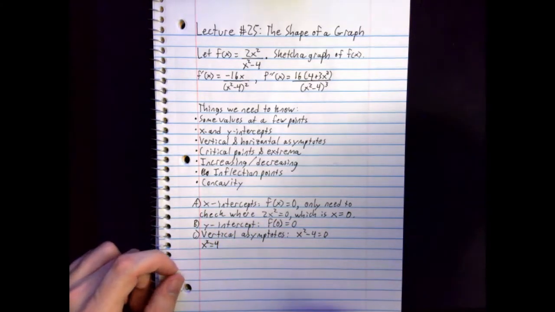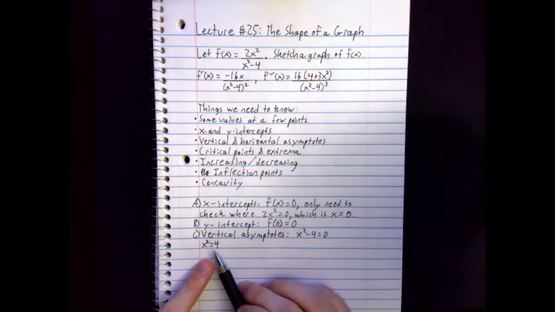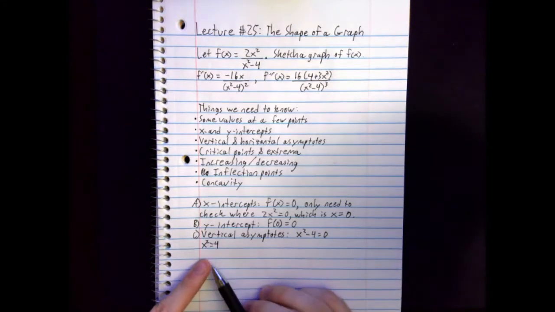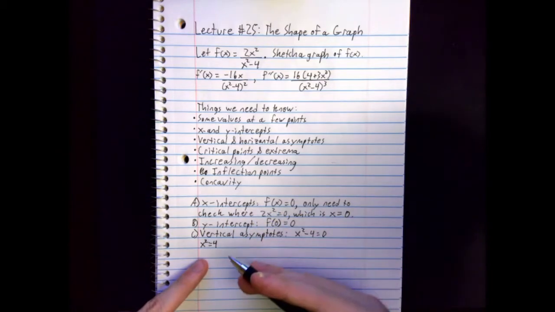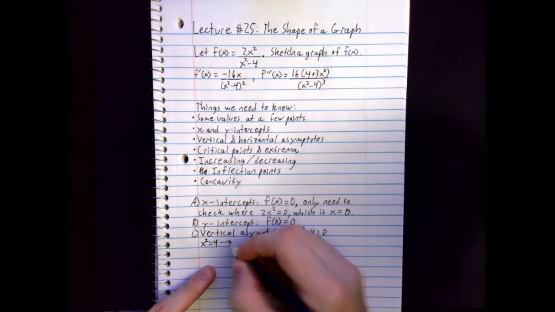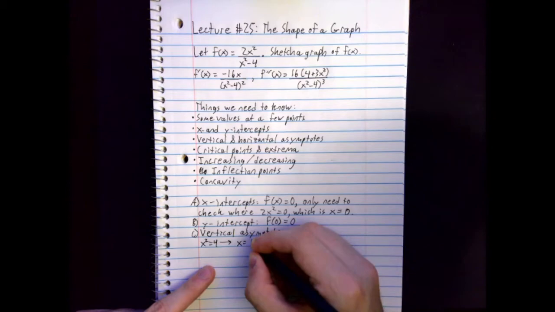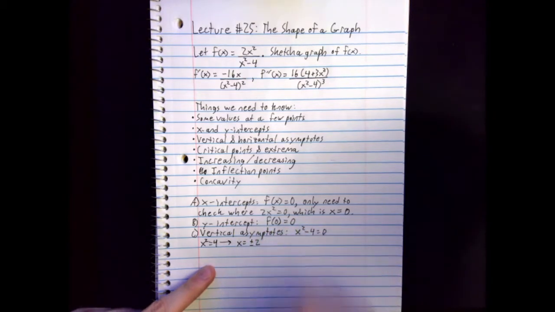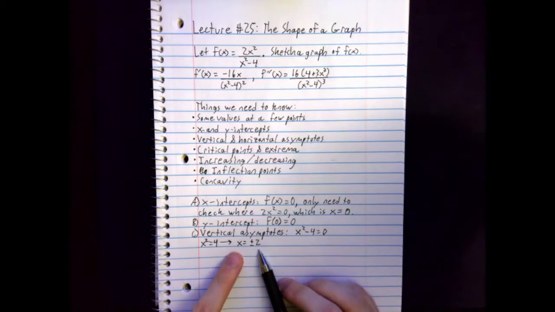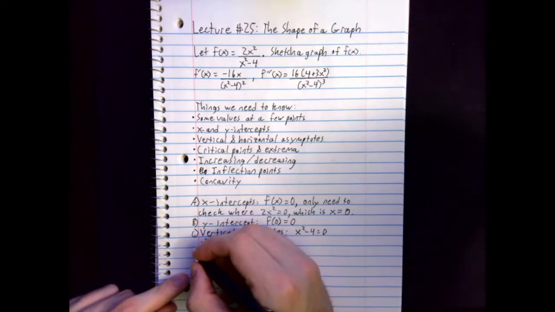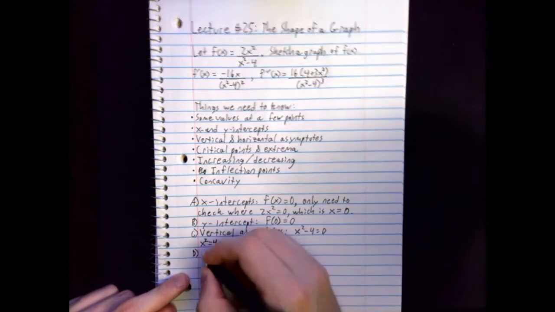I add 4 to both sides, and then I take a square root, and remember that if I take a square root, I have to take both the positive and the negative square root. So this tells me that x is going to equal plus or minus 2. So those are where I have vertical asymptotes. Okay?